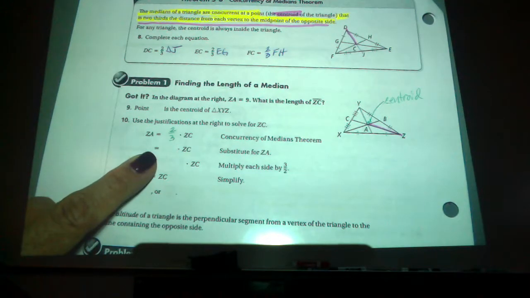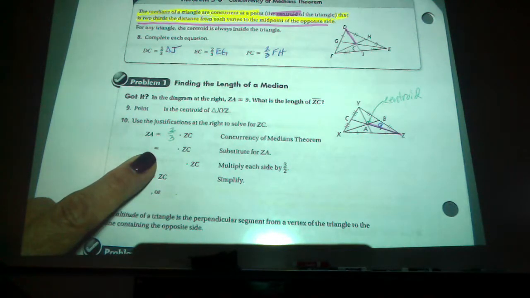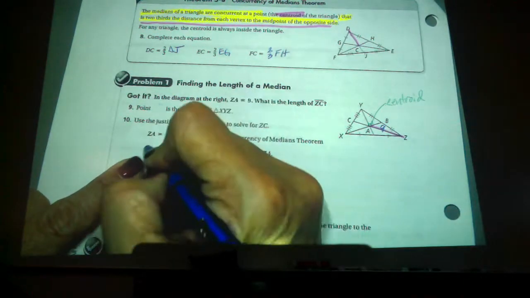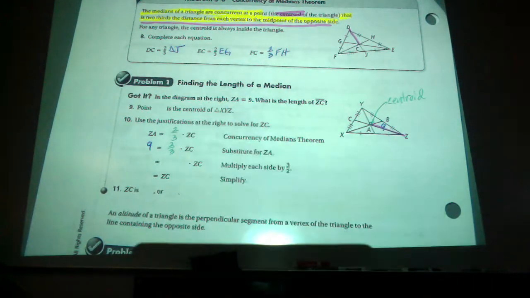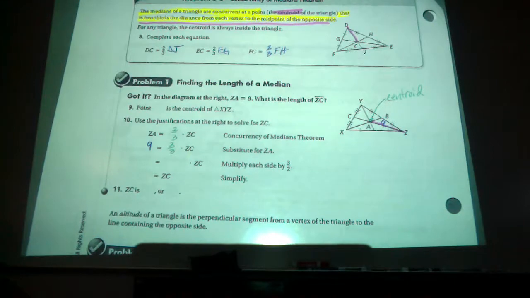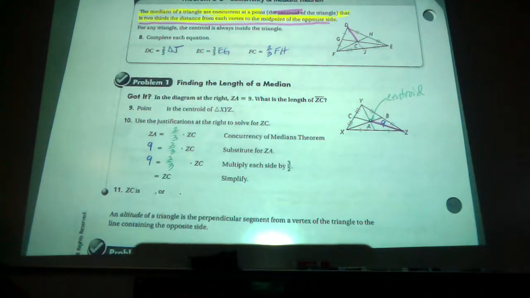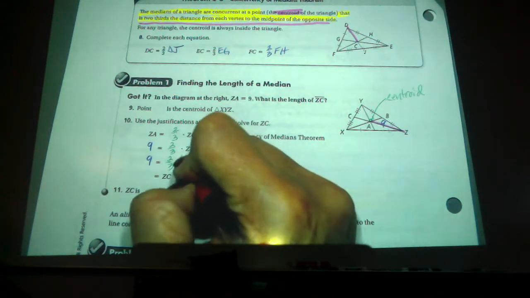And they told me that ZA is 9. So I'm going to write on my picture 9. So then we're going to substitute in the value for ZA. So ZA is 9. 9 goes here. And it's still equal to 2/3 of ZC. But now we're going to solve. We want to get ZC by itself. So here's the problem we've written. How would I solve for ZC? How do I get rid of 2/3? Multiply both sides by the reciprocal of what's happening to ZC. Try saying that 10 times once.